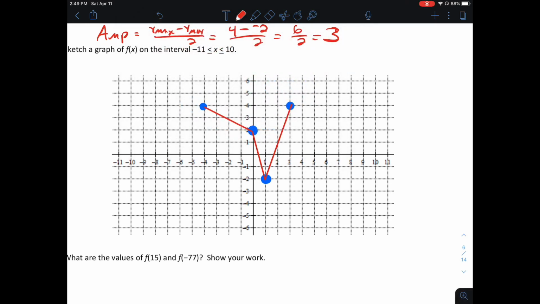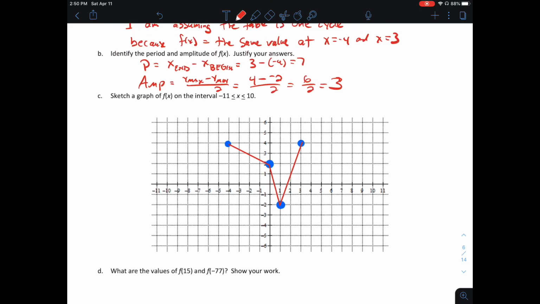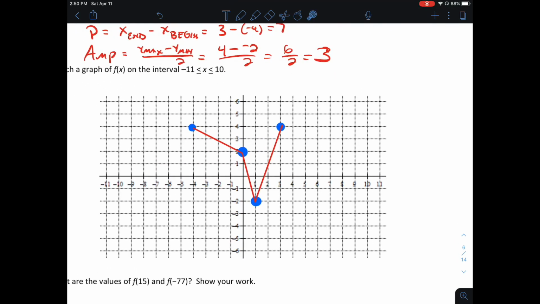We'll take every point that you see here, and we will move one period left or right to put the next point on. Since the period for this is 7, if I take this point, for example, and I go 7 units to the left, 1, 2, 3, 4, 5, 6, 7, there should be a dot there. If I go here and go 7 units to the right, 1, 2, 3, 4, 5, 6, 7, there should be a dot there, which there is. If I go 7 more, it's going to put me at 10. There should be a dot there.